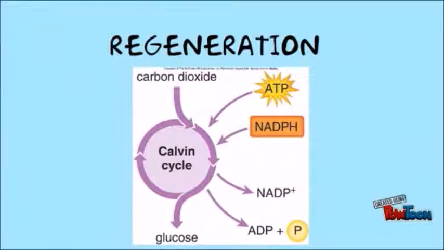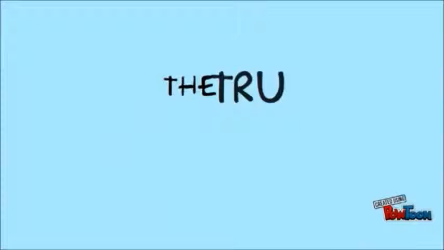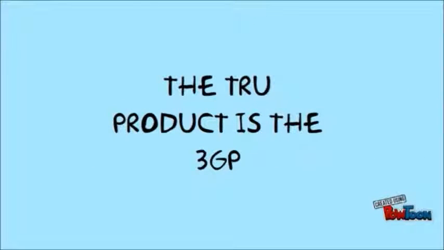And lastly, the regeneration phase. This basically converts 5 G3Ps from 3 RuBPs with some help of 9 ATPs and 6 NADPHs to produce again 3 RuBPs. Then the cycle repeats. The true product of this cycle is the G3P, as the glucose from it will be used as energy by the plant.